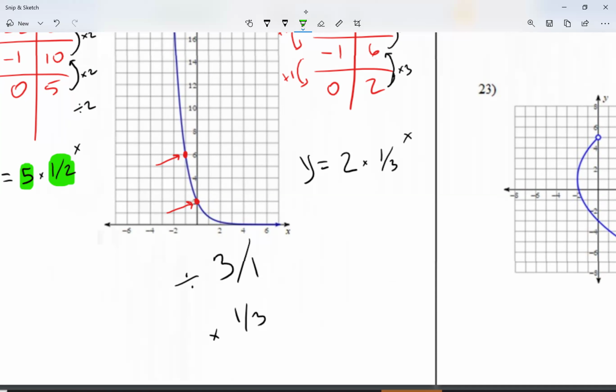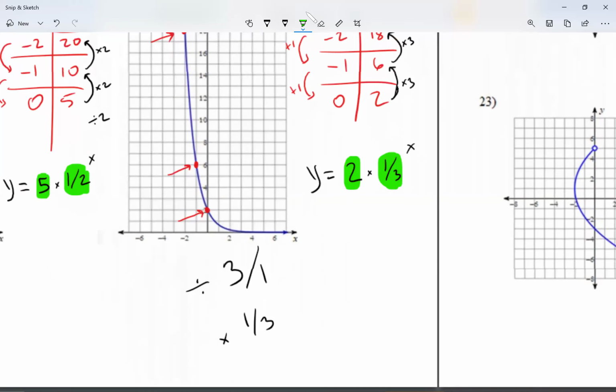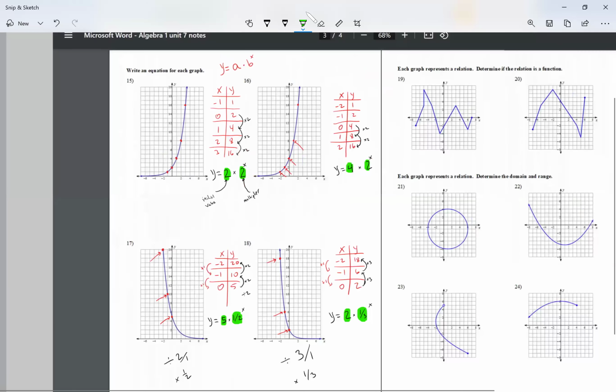More than anything, I'm focused on, can you identify the initial value? Yes. In this case, it's 2. Can you identify the multiplier? Yes. In this case, it's 1/3. Remember, how are you going to type a fraction? 1/3. Remember that? It's 1/3. Awesome. There you go. That's what we did today.